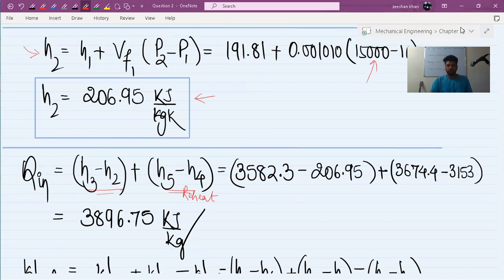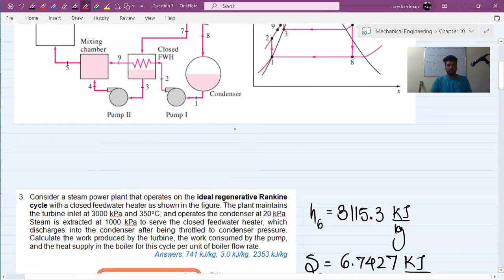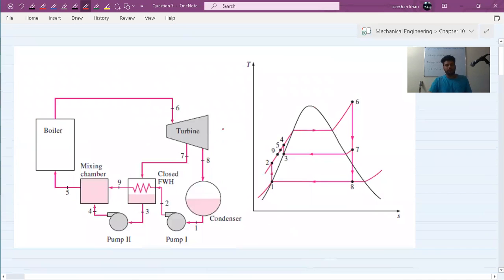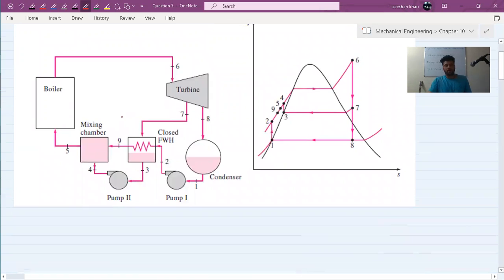The third problem is going to be that of a regenerative cycle with a closed feed water heater. And since there is a closed feed water heater, there's going to be a mixing chamber.